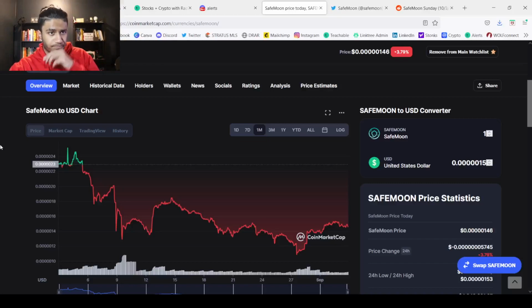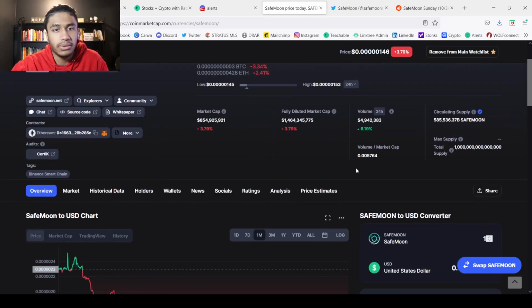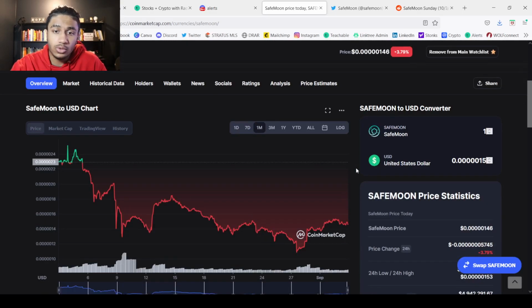Okay, so let's get right into Safemoon right now, guys. Taking a look at the chart, this is the 1 month chart. We can see we have been a bit on a downtrend. Obviously not that good, but again, we're still holding. I am still holding all my Safemoon.